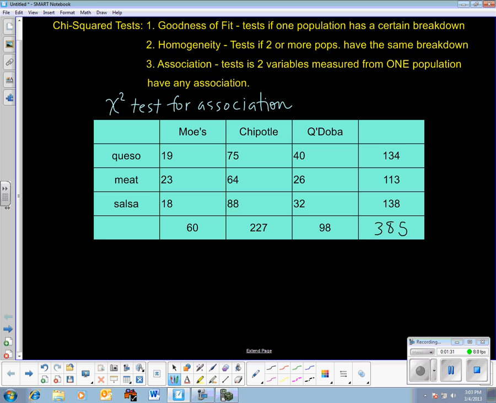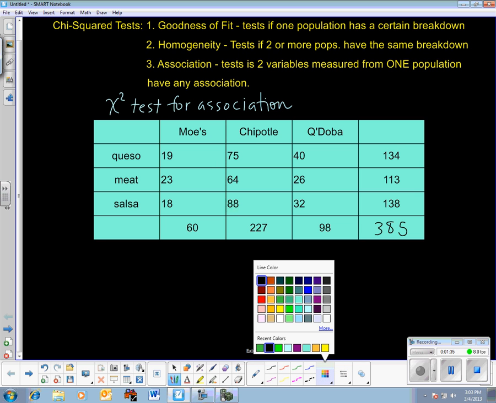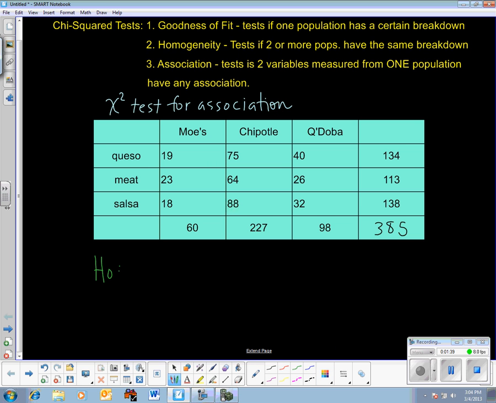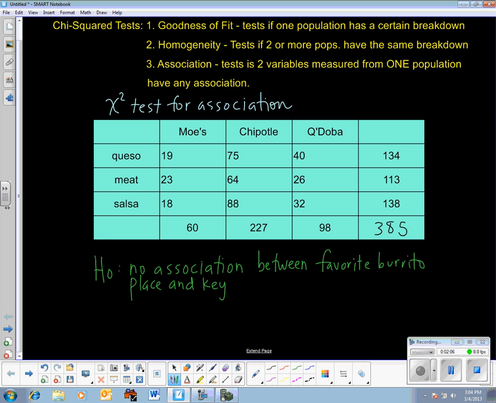So let's start with the hypotheses. The null hypothesis is going to be no effect or no change, which in this case means there is no association between favorite burrito place and key ingredient. And our alternative is going to be there is an association, all the same words.